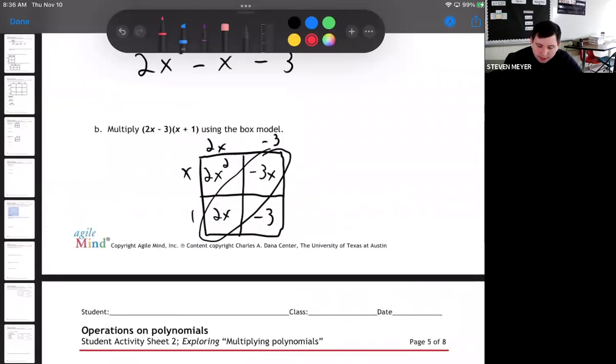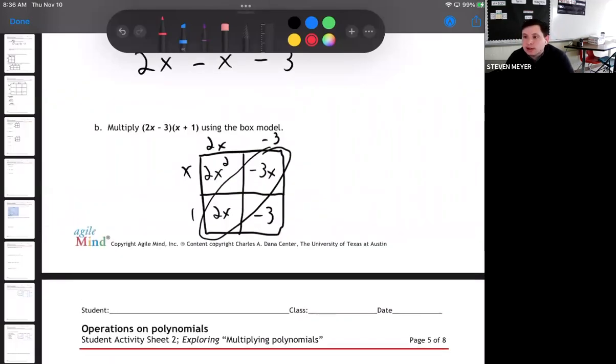Okay, so now coming back, here is what your box should have looked like. And once we do combine those like terms, negative 3x plus 2x is negative 1x. So we still get the same thing of 2x squared minus x minus 3. Remember that when you're multiplying polynomials, like this x is to the power of 1, this 2x is to the power of 1, you add the exponents together.